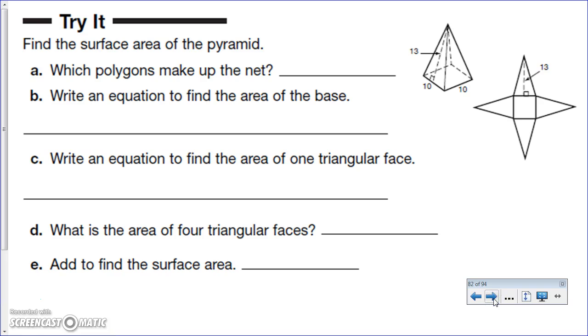Continuing on with the try it, we need to find the surface area of the square pyramid to the right. So the first thing we need to look at is what polygons make up the net. In this case, we can see the base is a square and the sides are 4 triangles.